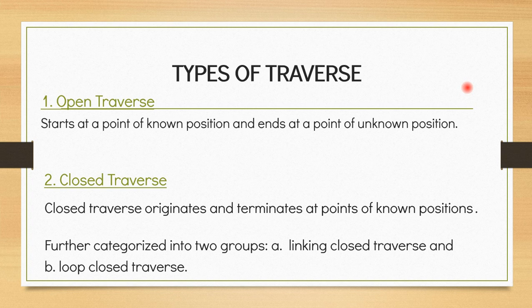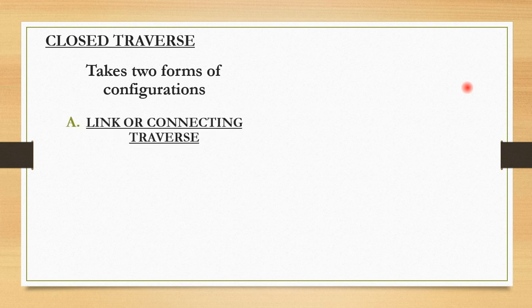Closed traverse is normally further categorized into two groups. You have the linking closed traverse and also the loop closed traverse. If we are to further discuss the closed traverse, it takes two forms of configuration, that is the link or connecting. So you can either say the link traverse or connecting traverse. Other authors will use connecting traverse and others will use link or linking traverse.